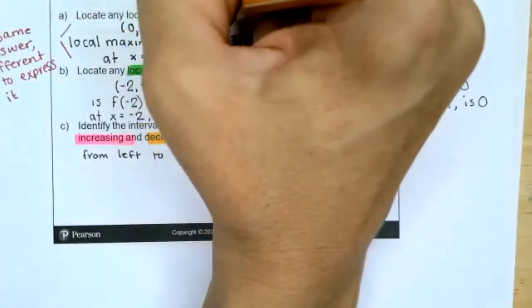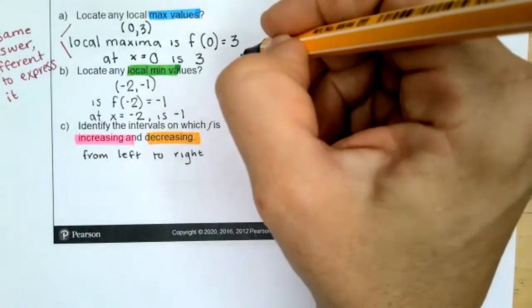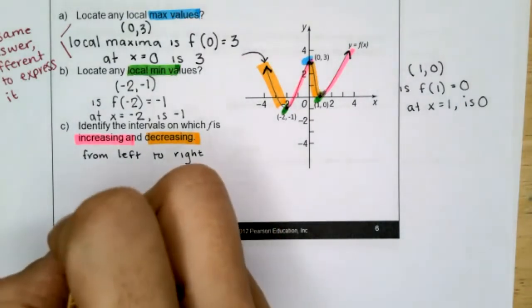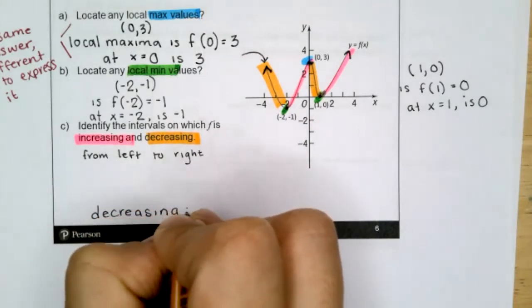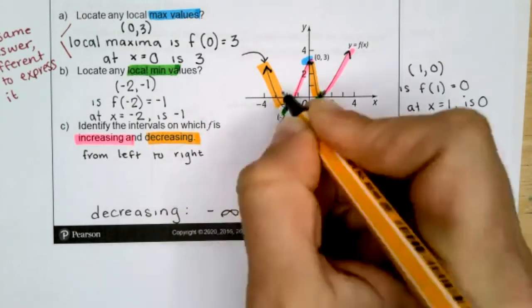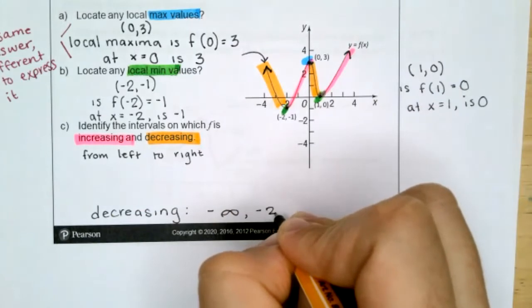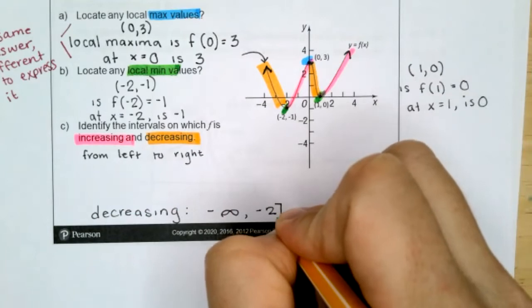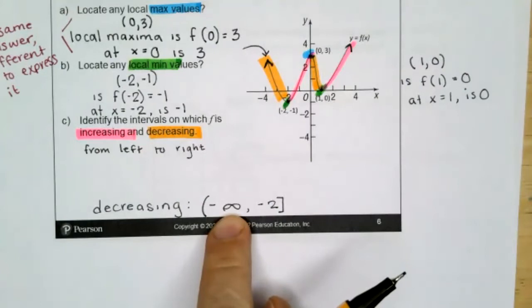So you're reading this like you're reading a book, right? Look at any local max values, keep reading, right? So when I read, I see that this is actually decreasing, right? So it's decreasing from negative infinity until it gets to -2, right? It's including -2, but we never include infinity, so that always has a parentheses.